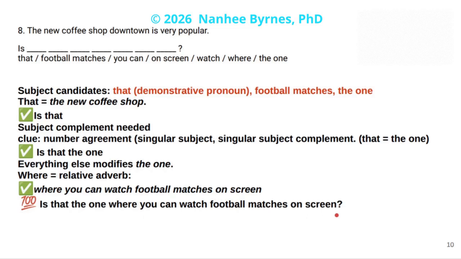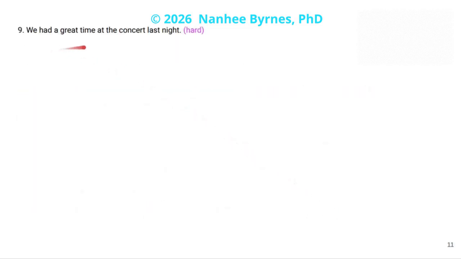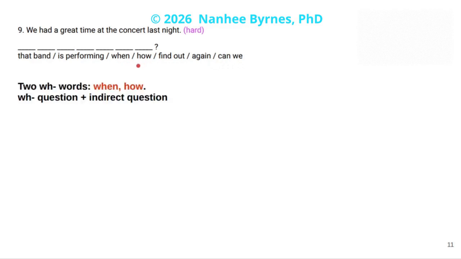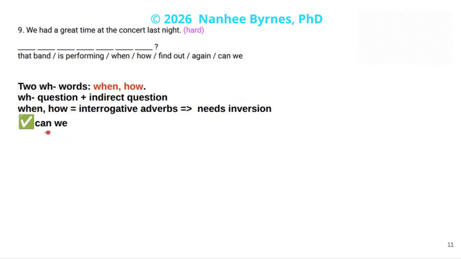Question 9. We had a great time at the concert last night. That band is performing when, how, find out, again, can we. Here we have two WH words, when and how. That tells me this will be a WH question, and either could technically begin the sentence. Since both are interrogative adverbs, we need subject auxiliary inversion, and can we is the perfect candidate. So we start with how can we or when can we.